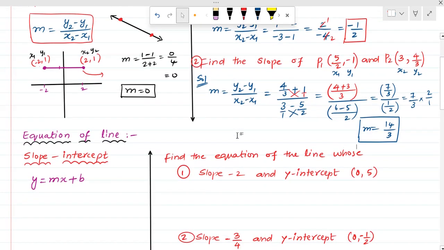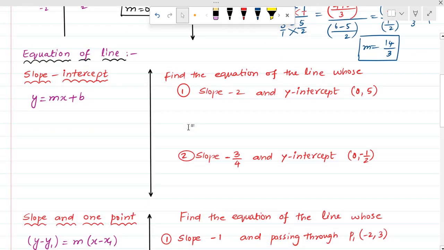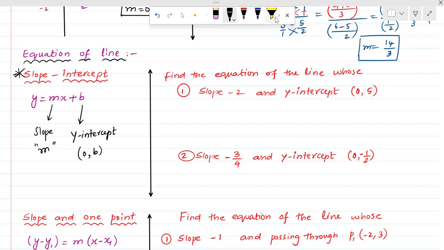Now the next one. How to find the equation of a line? Here you will have 3 cases. The first one is the slope-intercept form. Whenever you have slope-intercept, y equal mx plus b, where m is your slope and b is the y-intercept. What is the meaning of y-intercept? The x coordinate is 0 and the y is the b value. So whenever the slope and the y-intercept are given, I will use this formula.